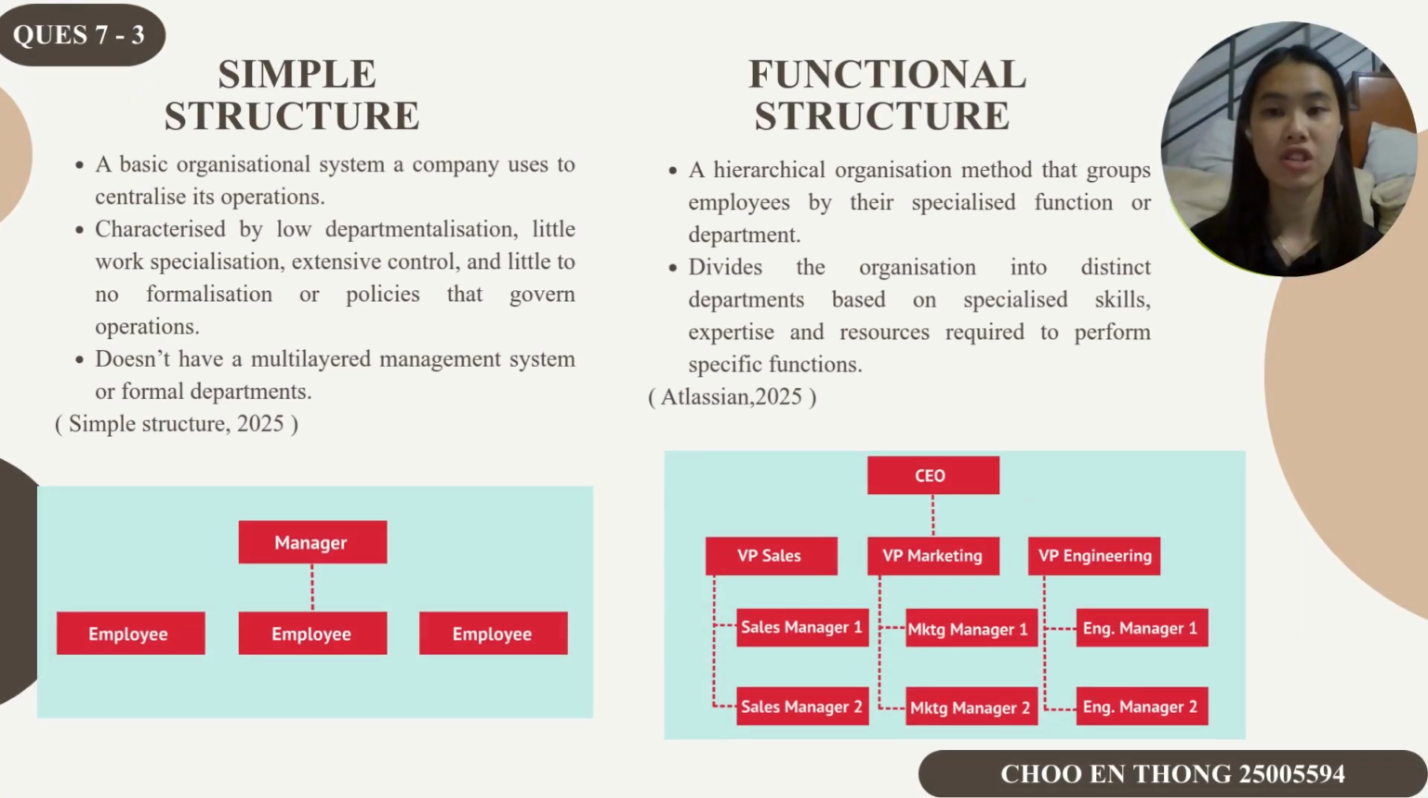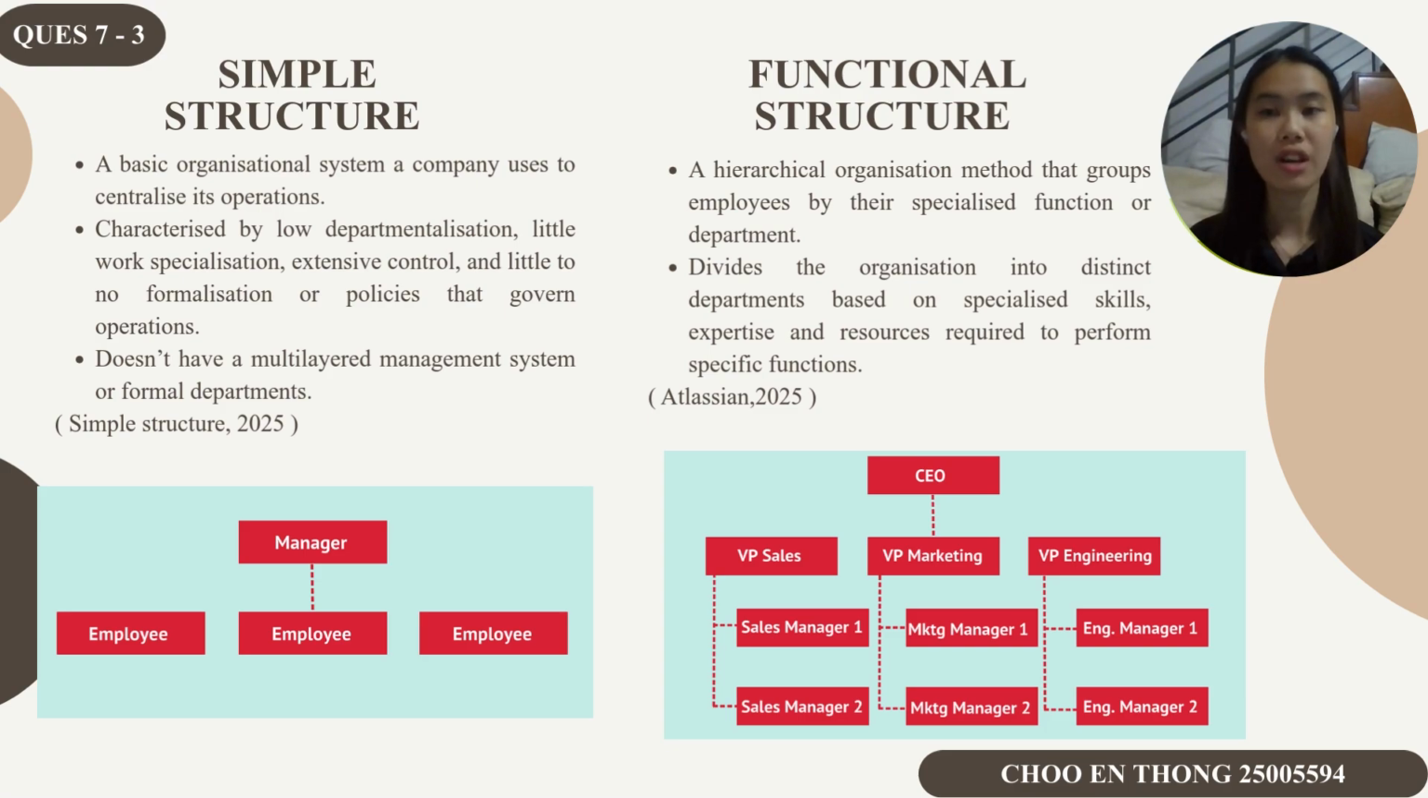Now, what are simple structure and functional structure? A simple structure is a basic organizational system a company uses to centralize its operation. It is usually characterized by low departmentalization, little work specialization, extensive control, and little to no formalization or policies that govern operation. In plain terms, a simple structure doesn't have a multi-layered management system or formal departments.